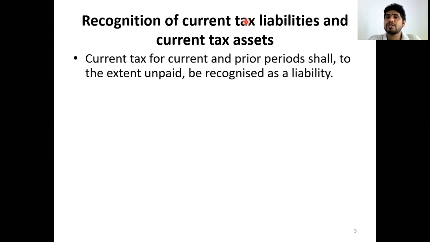And prior period tax means the amount of income tax attributable to the last year, that is 2020. The current tax for the current period and the prior period shall, to the extent unpaid, be recognized as a liability, right? So the tax amount for the last year not yet paid is listed under current liabilities until we pay. And also for this period we have generated profit, but still have not paid the income tax. So these figures are shown under the current liabilities.